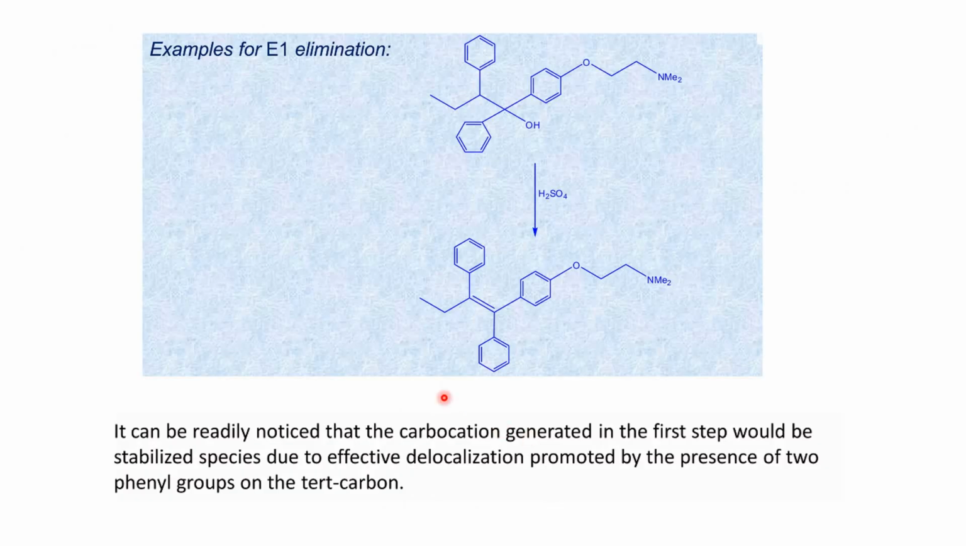Now, examples of E1 elimination. In this reaction, when heated with sulfuric acid, water is removed and this alkene is formed, and this is the beta carbon atom. So from here the beta hydrogen will be removed, and this carbocation is stabilized by resonance participation with both these phenyl groups. So it can be readily noticed that the carbocation generated in the first step would be a stabilized species due to effective delocalization, that is resonance, promoted by the presence of two phenyl groups on the tertiary carbon.